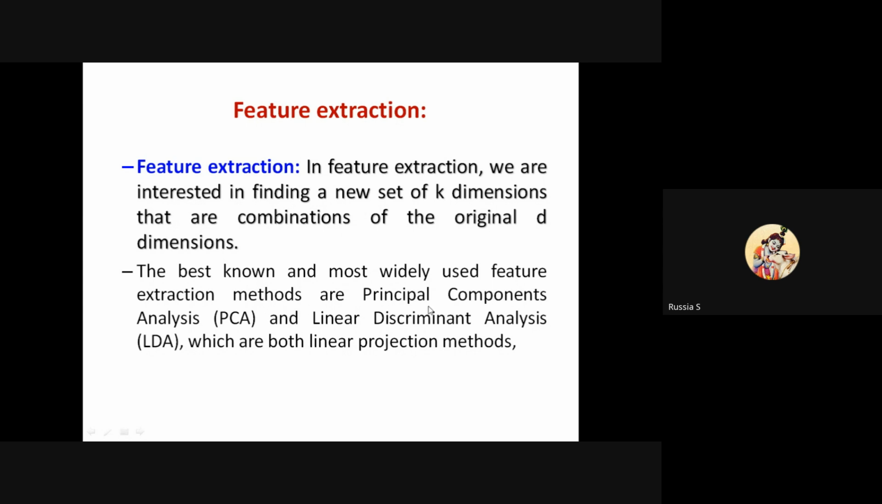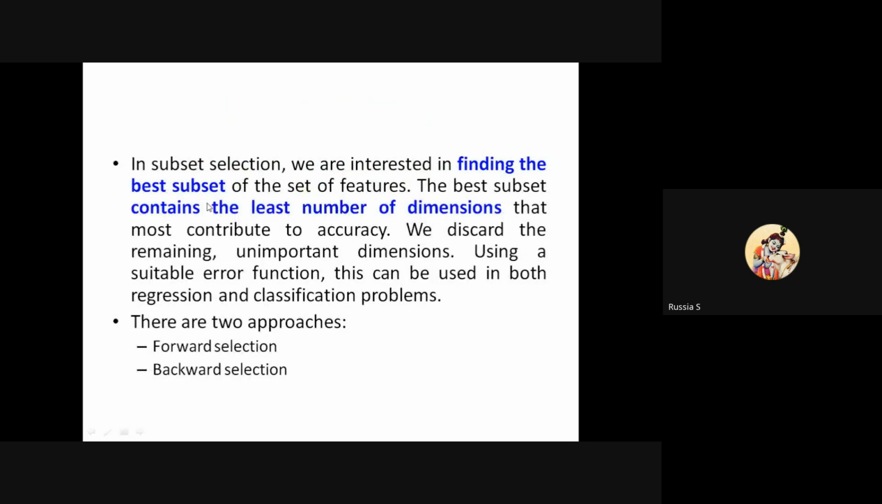This is our next topic: principal component analysis, and then linear discriminant analysis, which are both linear projection methods. In feature extraction, PCA is a very popular method. One thing you have to keep in mind: in feature extraction, we never skip any features; only the dimensions are reduced. Whereas in subset selection, we are finding the best subset.